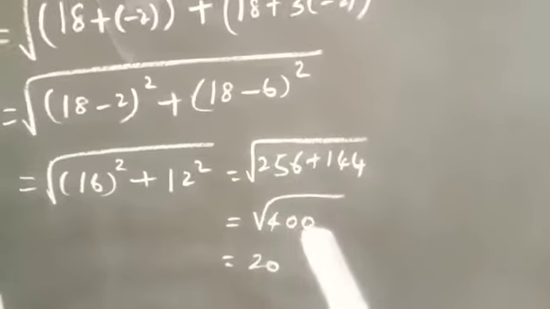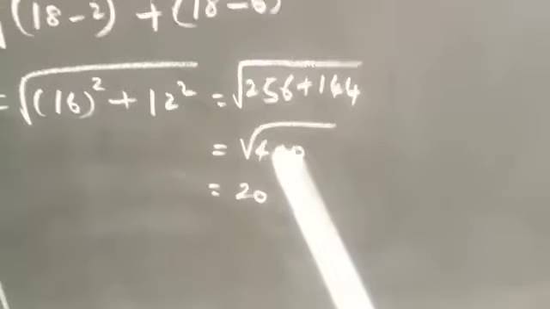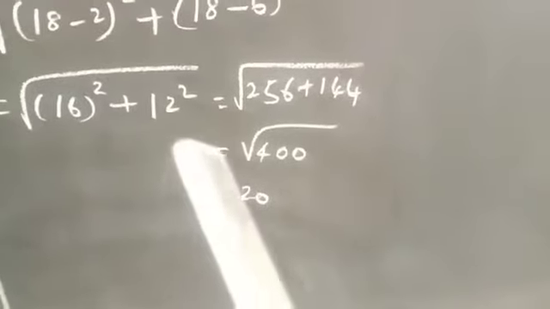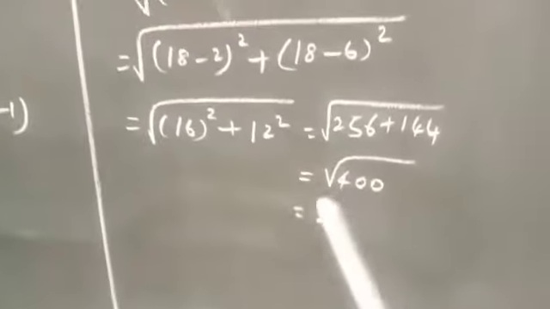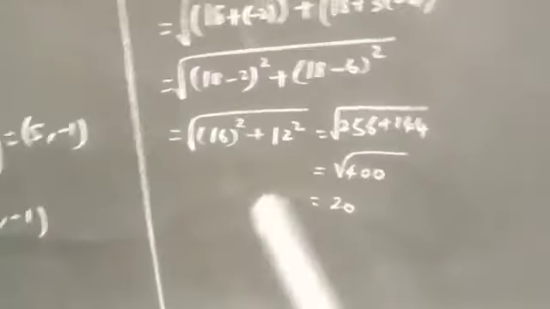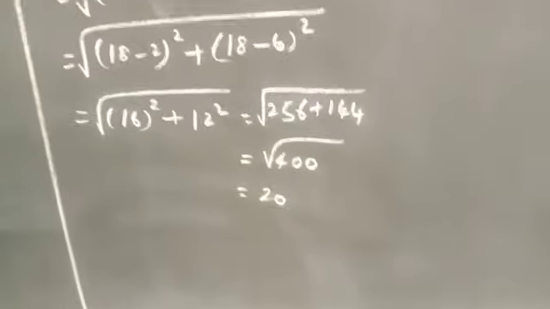So root of 256 plus 144 is equal to root of 400. The value of root 400 is 20. So the value of root of (h plus k) the whole square plus (h plus 3k) the whole square is equal to 20.